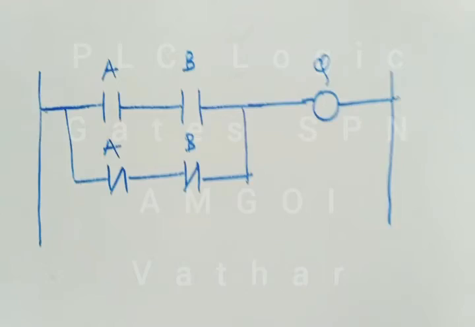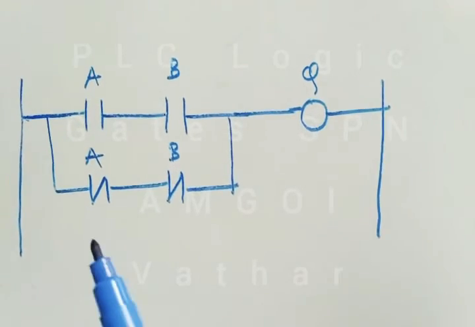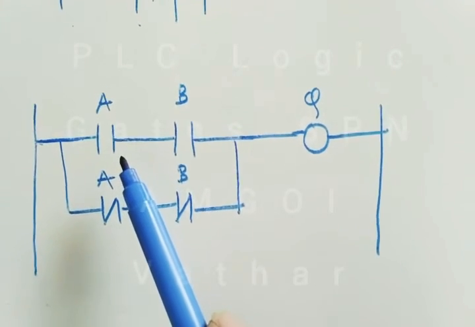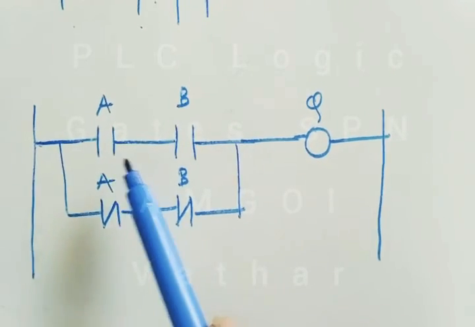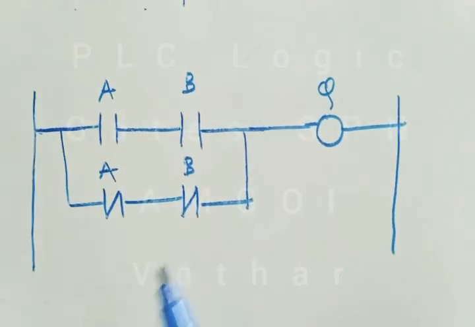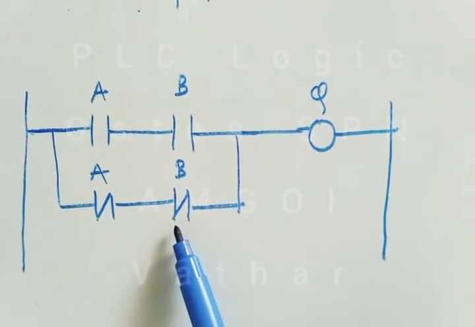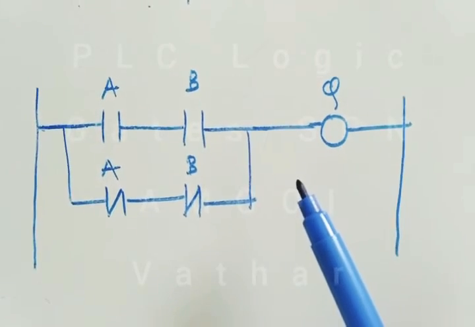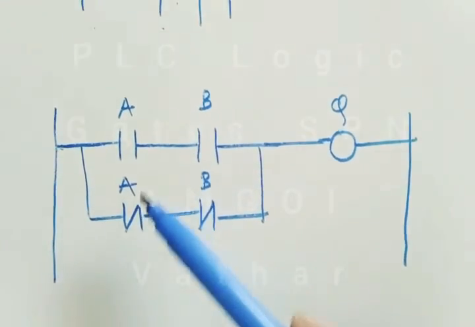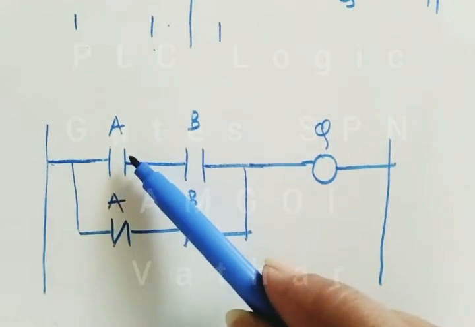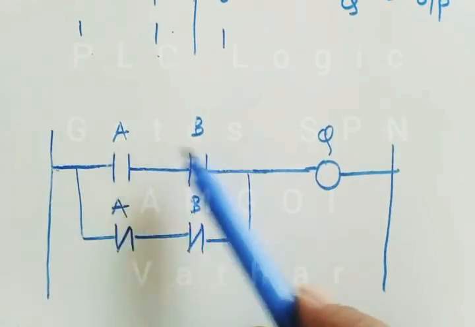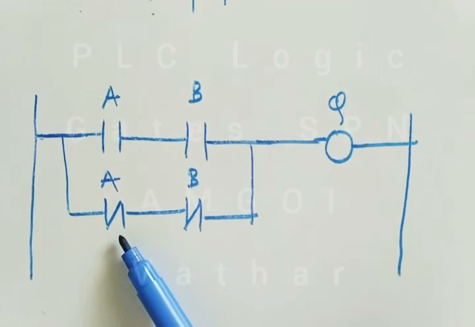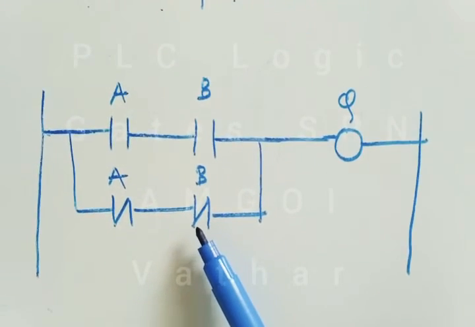The ladder diagram for exclusive NOR is shown. In this, two normally open switches are connected in series and two normally closed switches are connected in series. These two arrangements are connected in parallel. From the labels we can see that in one of the branches A and B both are normally open and in another branch A and B are normally closed.